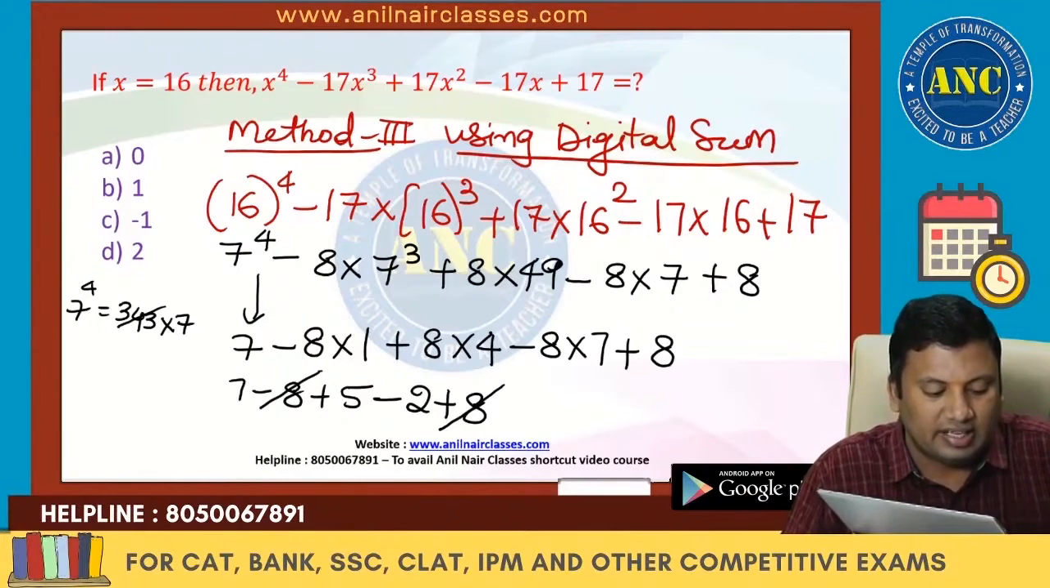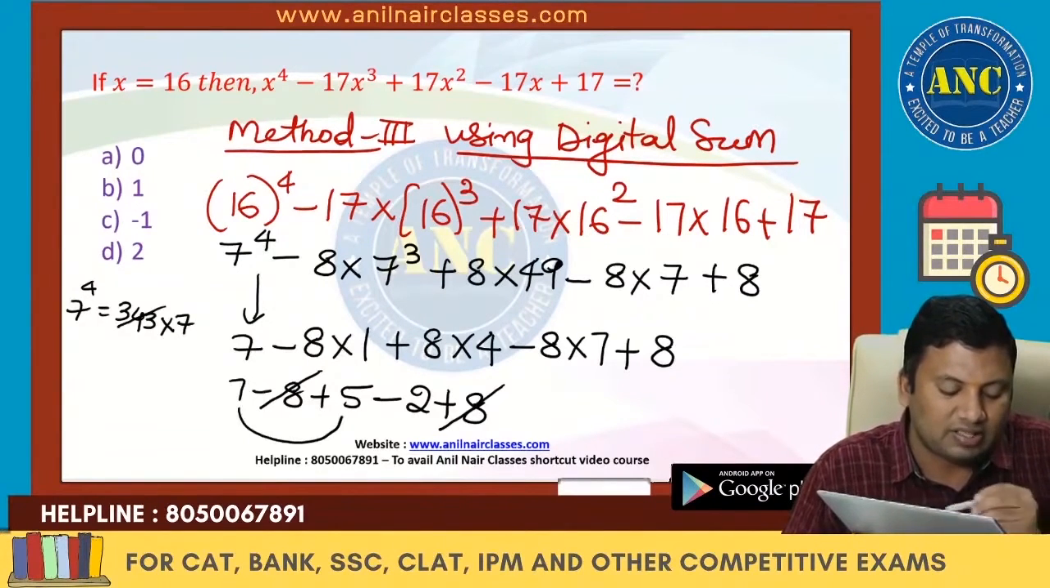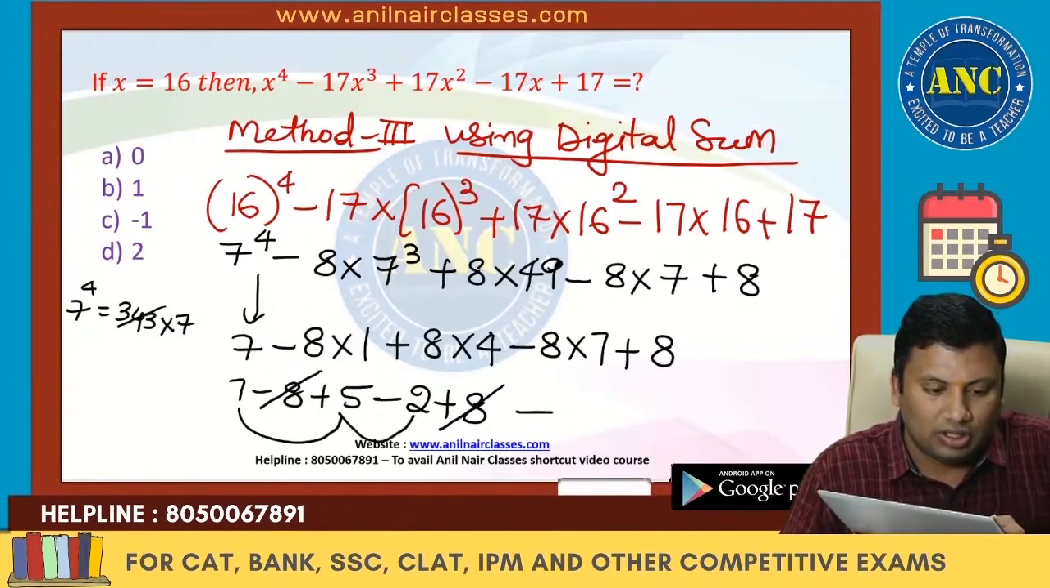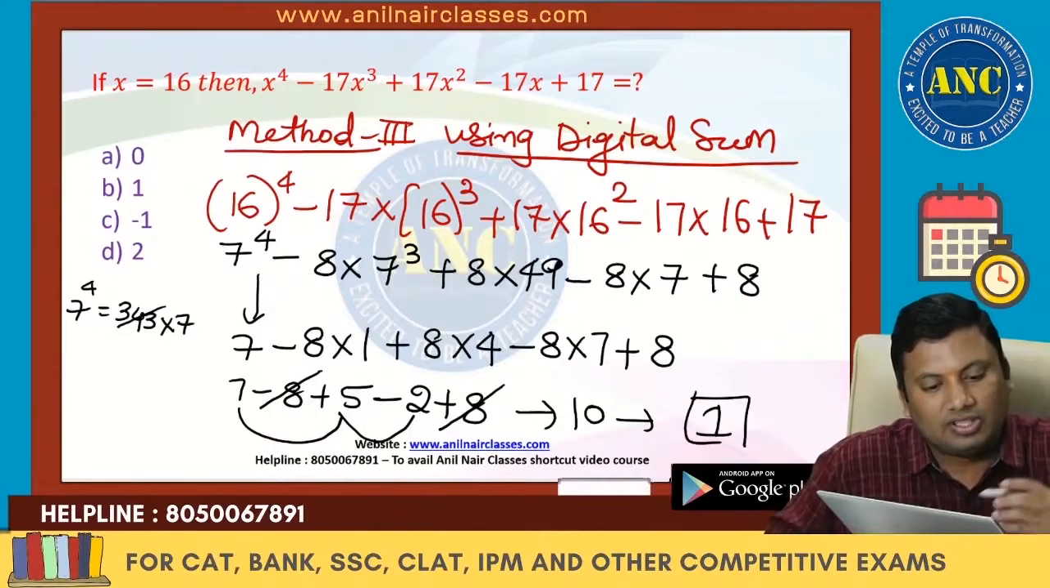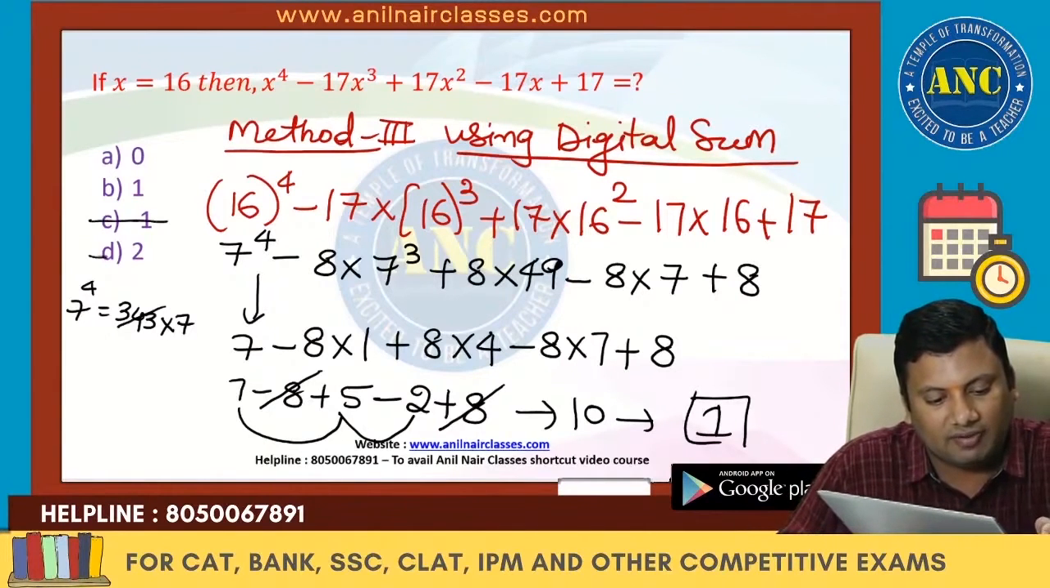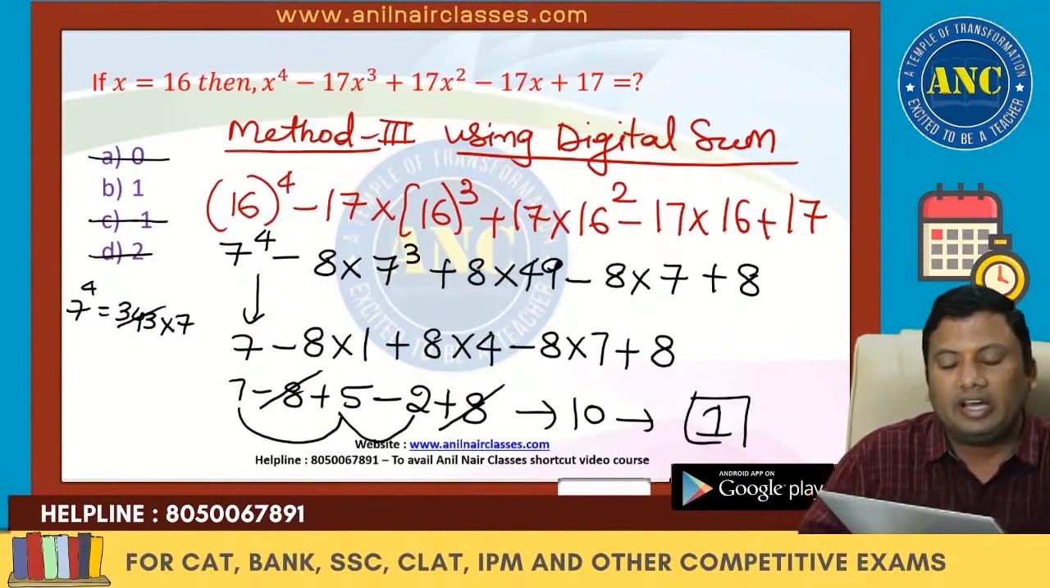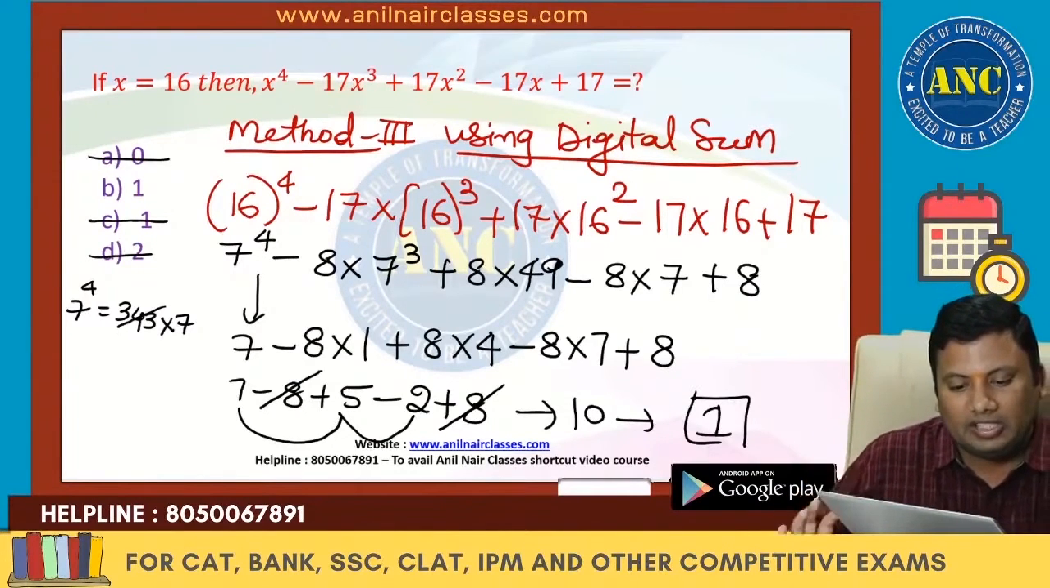8 minus 8 is cancelled. 7 plus 5 is 12. 12 minus 2 is 10. The digital sum of 10 is nothing but 1. Which answer option has got digital sum 1? I hope it is clear. Method number 3, I hope it is clear.